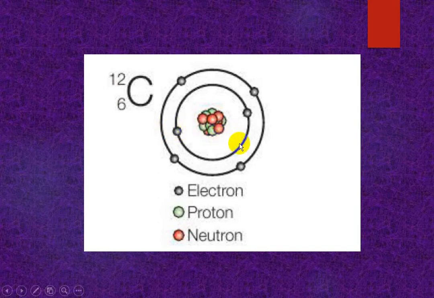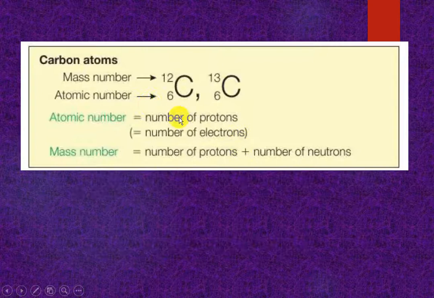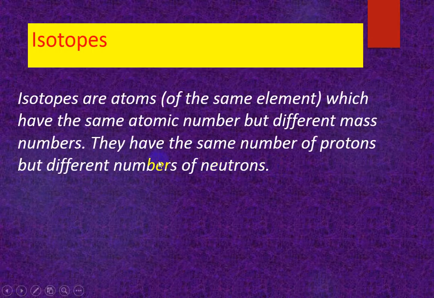Okay, now here, these 2 atoms of carbon: this carbon has atomic number 6 and mass number 12. This carbon has atomic number 6 and mass number 13. Atomic number means proton number, 6 and 6. So same proton number but different mass number, so they are called isotopes. Atomic number is the number of protons, and mass number is the number of protons plus neutrons.